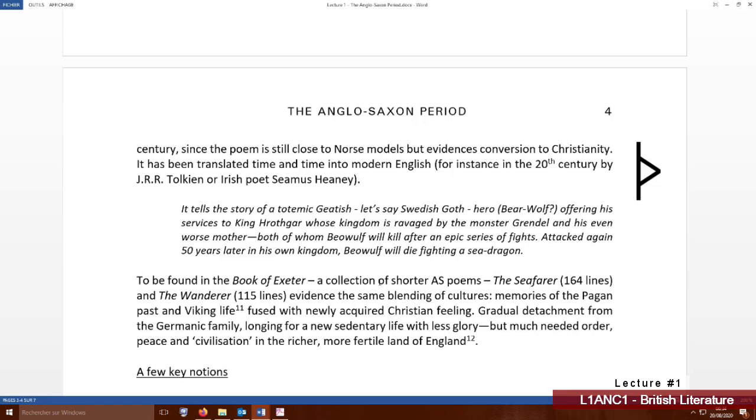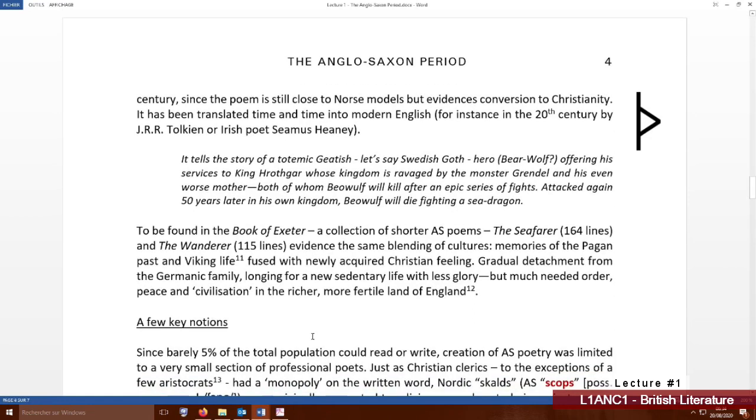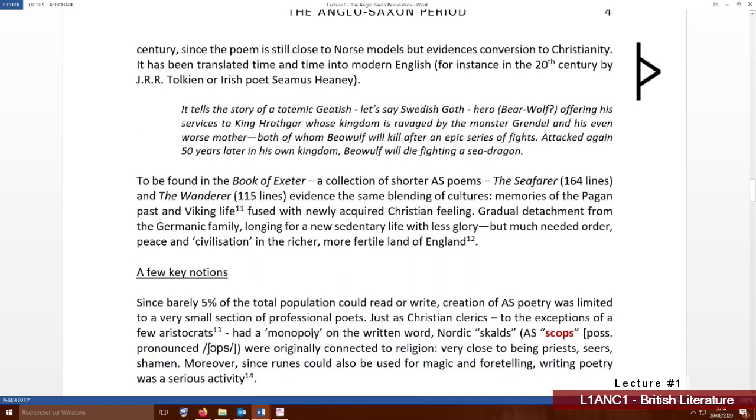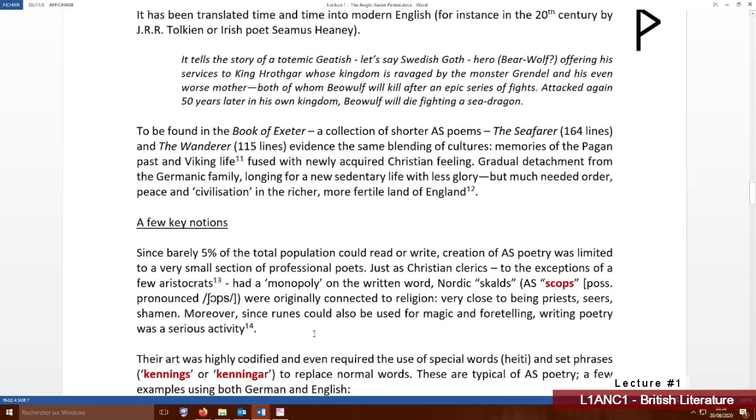poems are somehow documents of how this subgroup from the Germanic family gradually became detached, moving away from a life of warfare to a life with less glory, of course, but much needed order, peace, civilization in the richer, more fertile land of England. I said this poetry was mostly oral. That's a fundamental characteristic. And there are a few key notions you have to know about it.